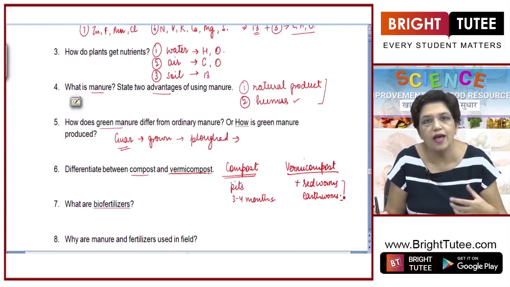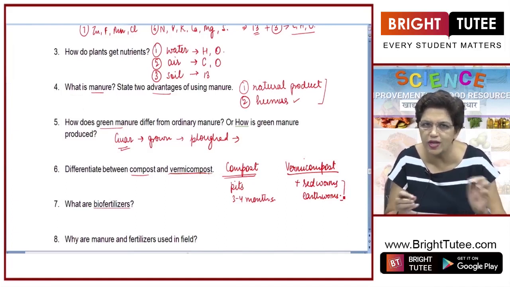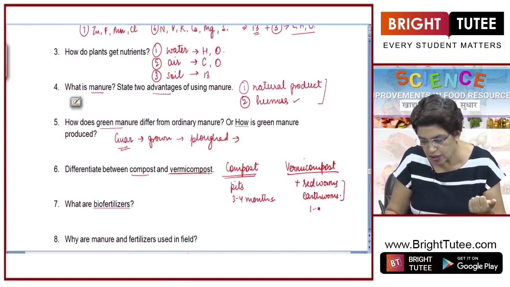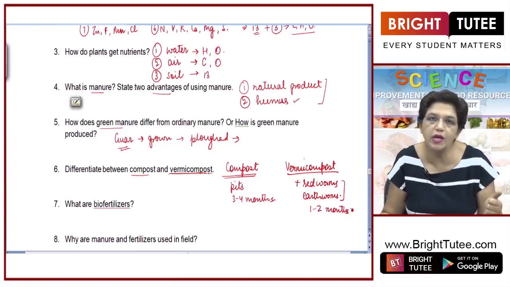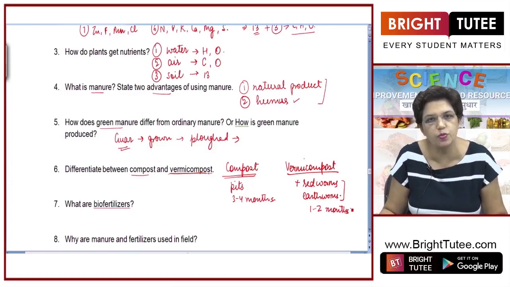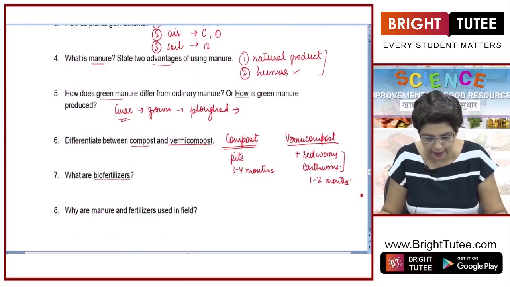These worms hasten the process, making it faster, because they break down the larger food particles into very tiny particles which are easily decomposed. So it takes 1 to 2 months to produce vermicompost from the waste. Alright, so these are a few differences between compost and vermicompost.